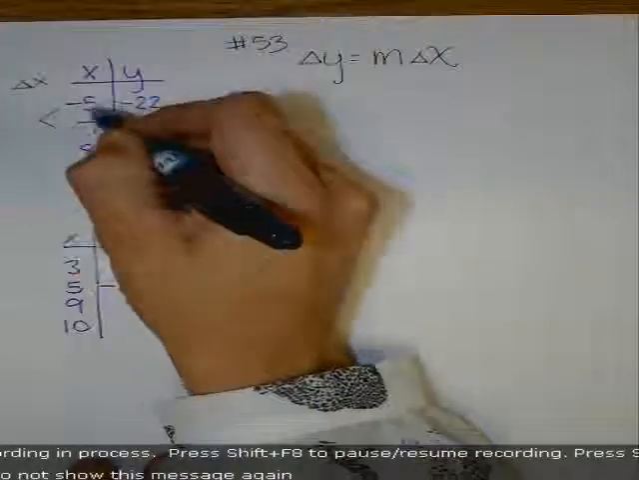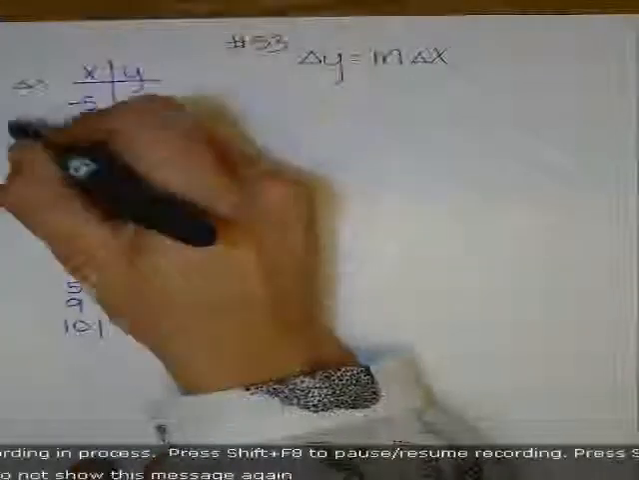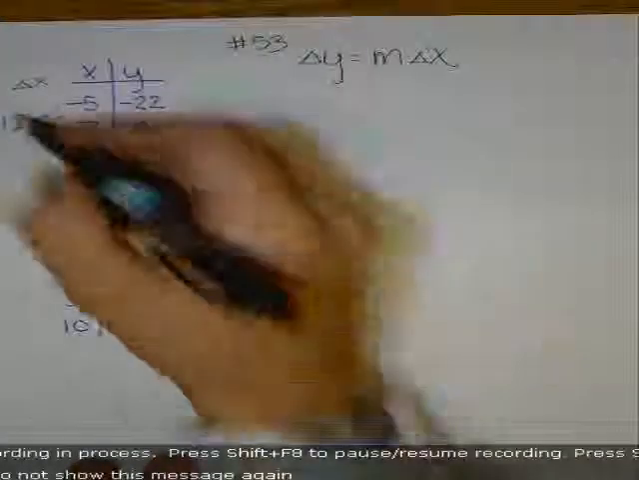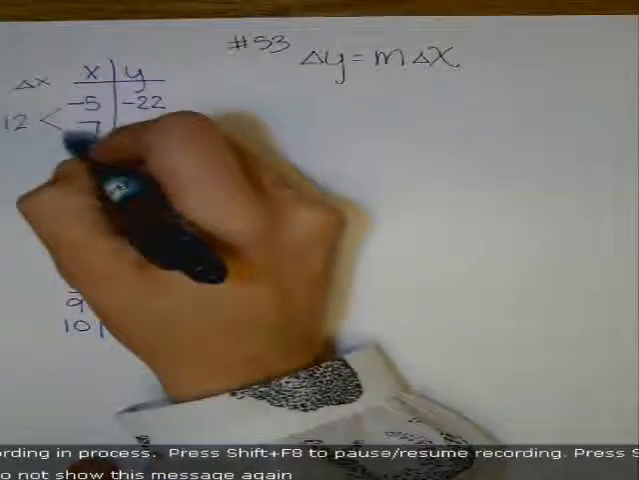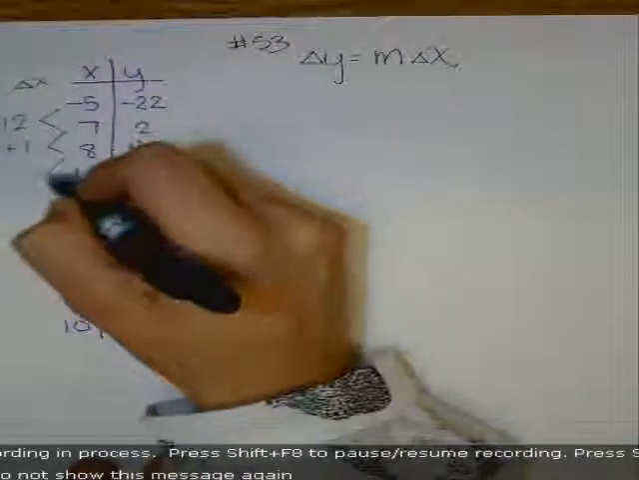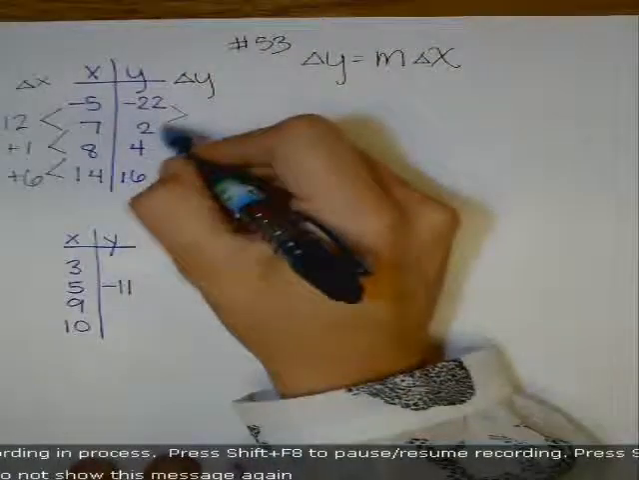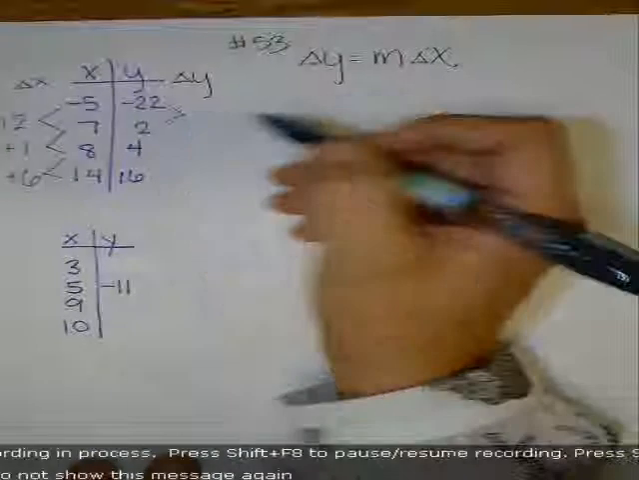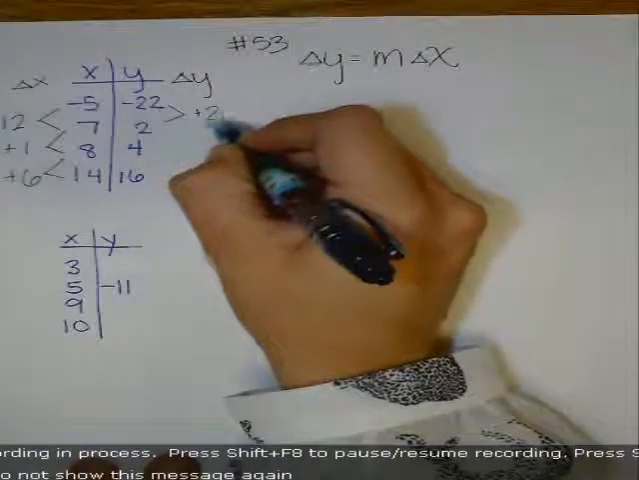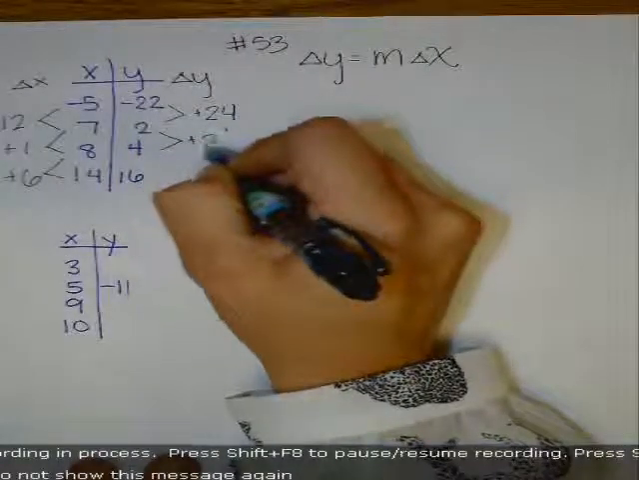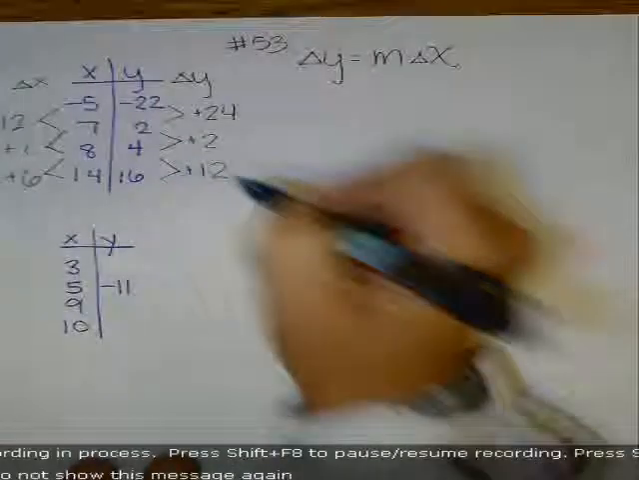So from -5 to 7, this table changed by positive 12. From 7 to 8 changes positive 1. And from 8 to 14 is a change of positive 6. Next we find our change in y. 2 minus -22, that's a change of positive 24. I've got a change of positive 2 and I've got a change of 12.